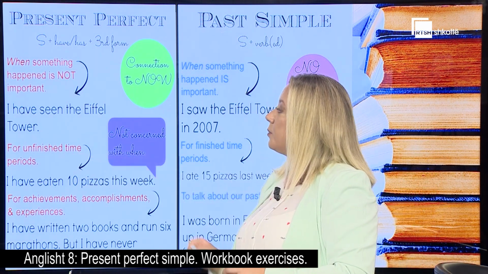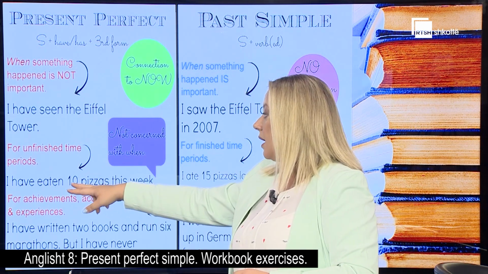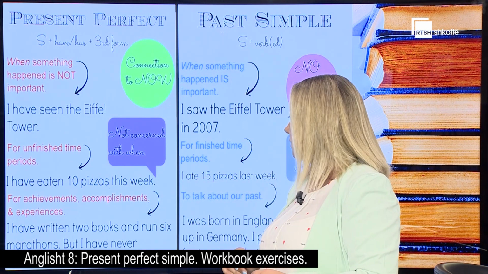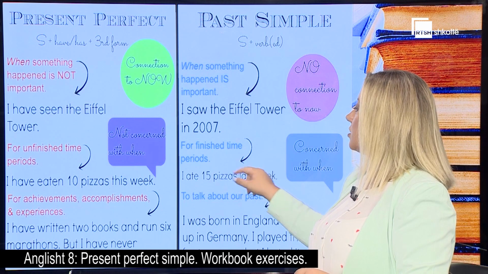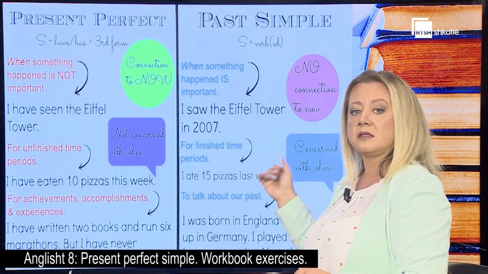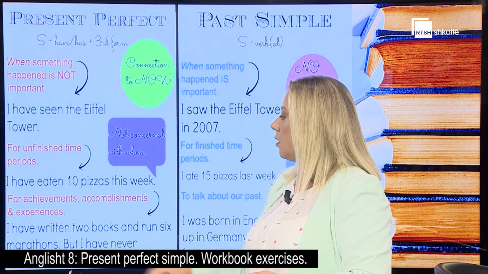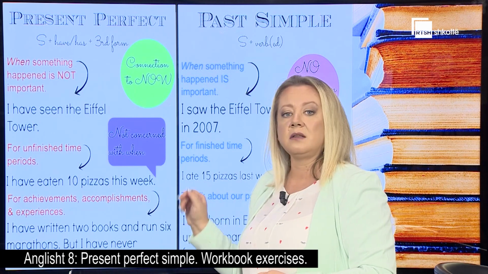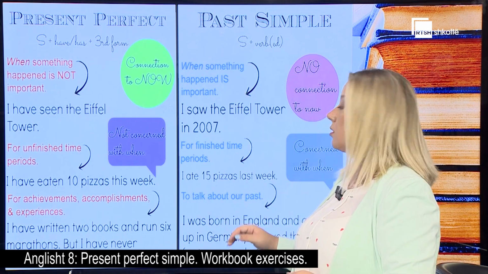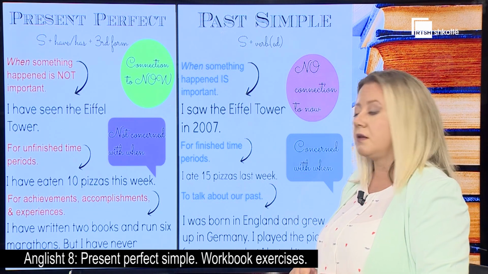Also, present perfect defines unfinished time periods. For example, I have eaten 10 pizzas this week, and the week is not over yet, while past simple talks about finished time periods. I ate 15 pizzas last week, that it's over. Present perfect also talks about achievements, accomplishments, and experiences, life experiences mostly. And past simple talks only about our past. Look at the examples to see the difference.